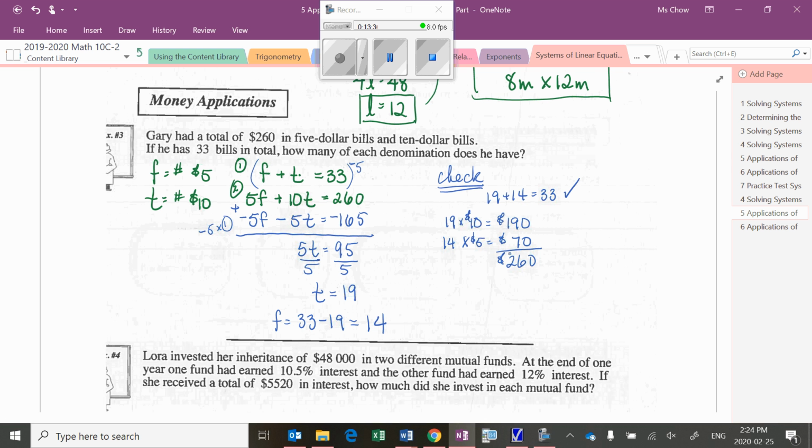So in total, how many of each? He has then 19 $10 bills and 14 $5 bills.